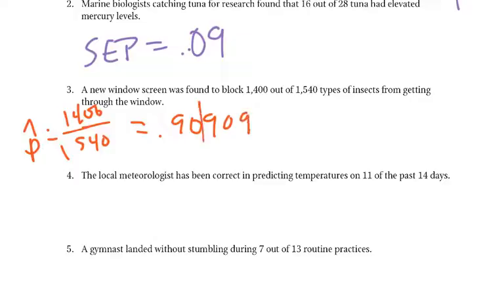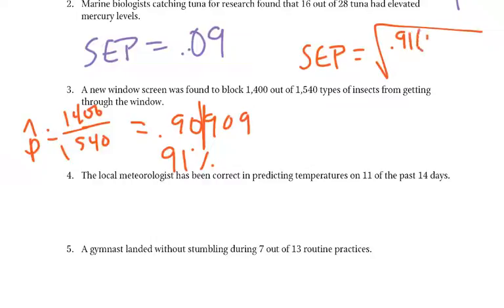We get 0.90909. Rounding to the nearest hundredth, that would give me 91%, right? That would be 0.91, which would be 91%. Then to find my SEP, we would go square root of 0.91 times 1 minus 0.91 over 1,540, and we'd take the square root of that. That's what I'd type into my calculator, that same information. Okay, and then I would just hit enter.